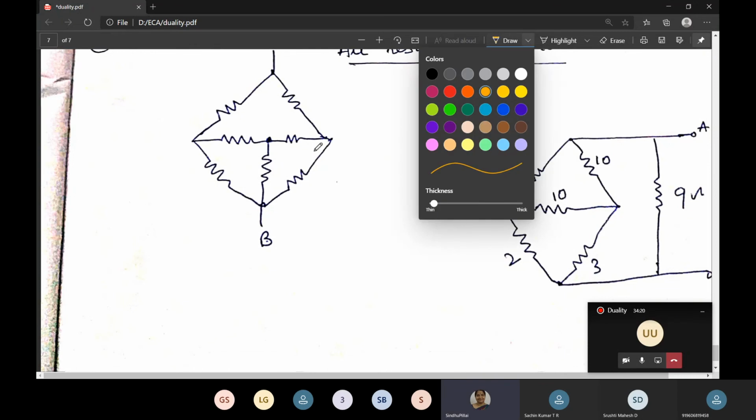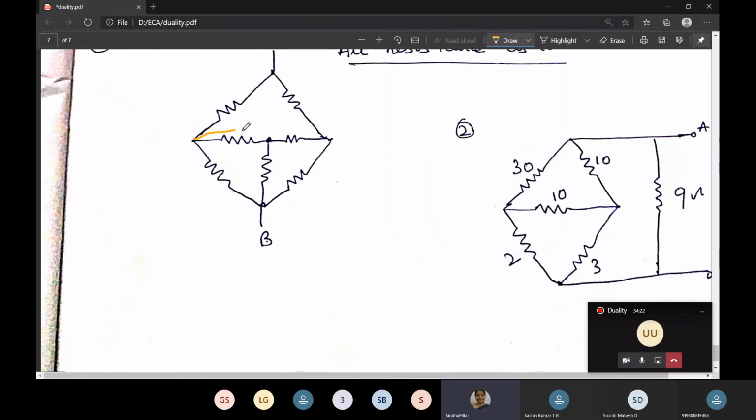See this here, this star can be converted to delta. You can just go with a network like this. This is one option I'm telling. If you have any other approach, you can do it. It is converted to delta here. This star. Fine. Then what will happen? These two will be in parallel. These two also will become parallel. Then just one network will be remaining. So you'll get it like this. You can try this. Fine.